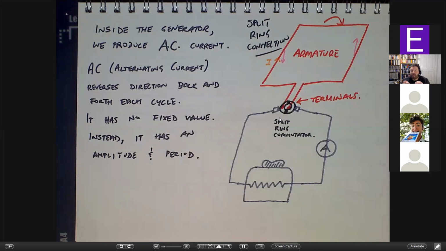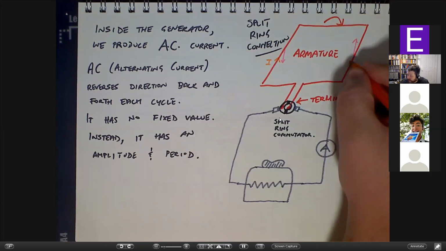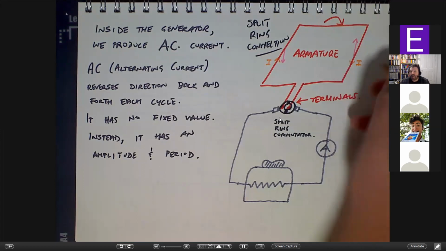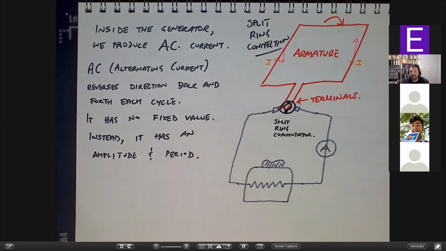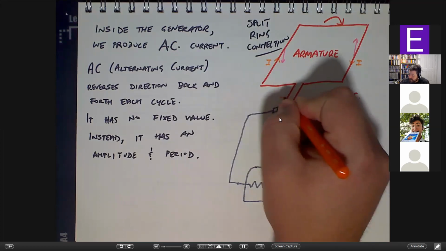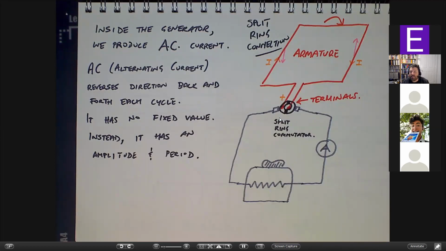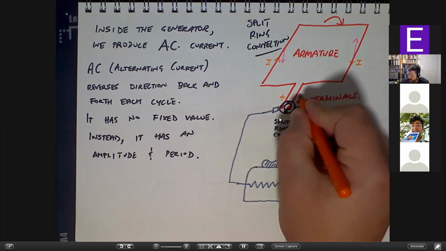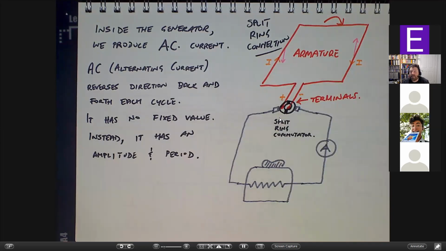And whatever physical part of the loop happens to be on the right is always going to have a current in this direction. So that means whichever part of the loop physically happens to be on the left is always going to have the positive charge on it, is always going to be the positive terminal. And whichever part of the loop happens to be on the right will always be the negative terminal.